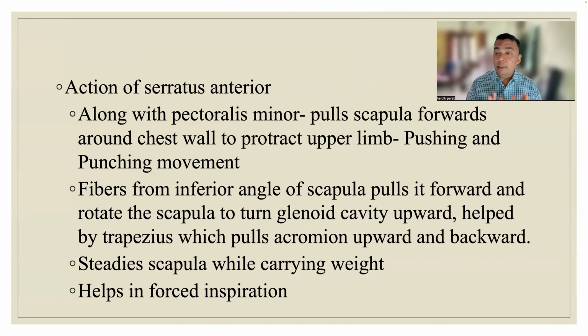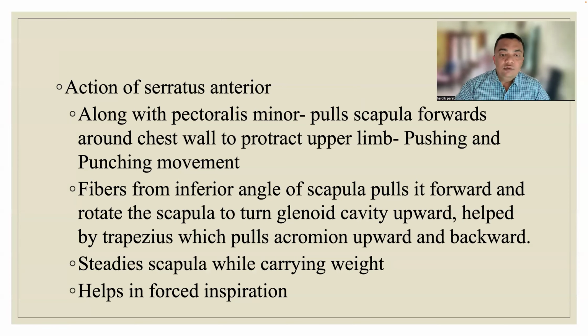And now the main important thing, the action of serratus anterior. Along with the pectoralis minor, it helps you pull the scapula forward in protraction, as I said earlier in the pectoralis minor. So it pulls the scapula forward around the chest wall to protract the upper limb, same as in a pushing movement or punching movement. If you're pushing something or punching something, at that time the serratus anterior is going to work. That's why it is called the boxer's muscle. To punch properly, if you have a very strong serratus anterior, your punch force will be very good.